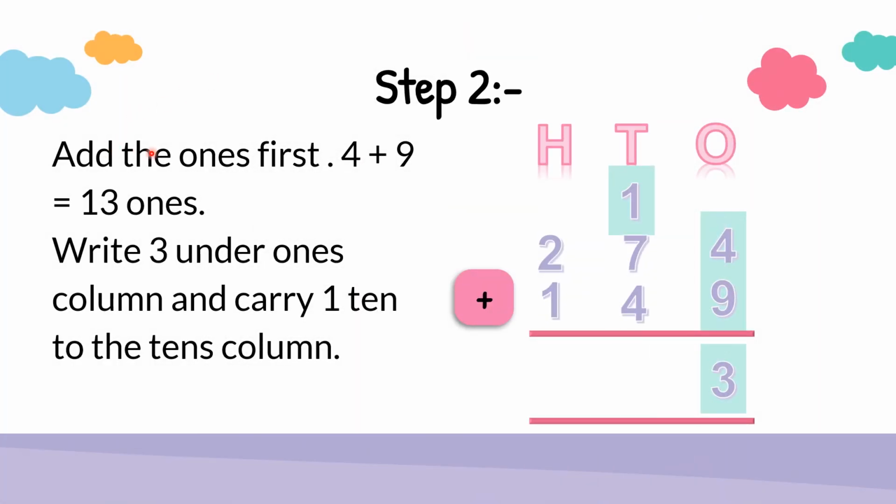Step 2. Add the ones first. 4 plus 9, that will be equal to 13. Keep this 3 under the ones column and take this 1 ten carry to the tens column.